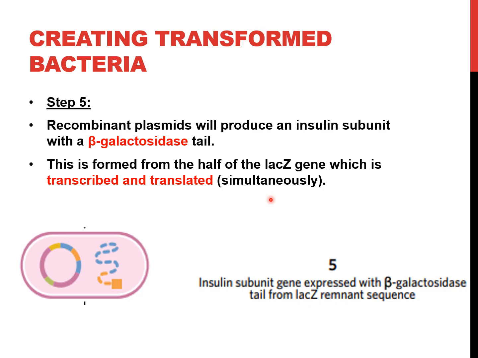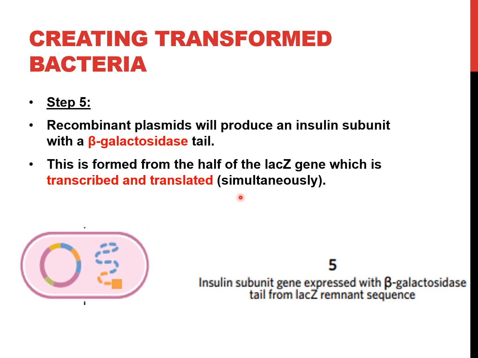Recombinant plasmids will produce an insulin subunit with a beta-galactosidase tail as well, because remember, that's a gene. The insulin subunit is essentially your target gene, inserted in there. But there are still the leftover blue parts, as you can see here and here. That's going to make a semi-beta-galactosidase tail that's left over, so that's the blue part. Obviously, your target gene is the orange that we're looking for.